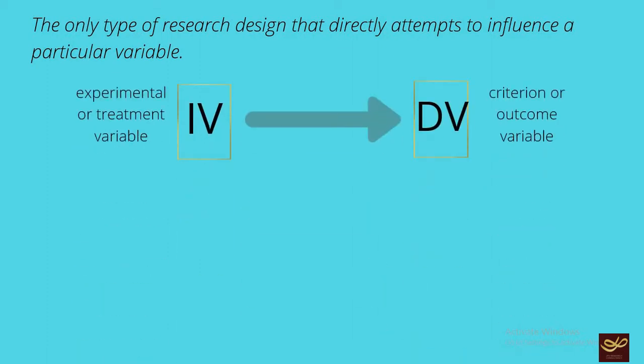study. Now, what are these variables of our study? If you may recall, we have our independent variable and our dependent variable. In the context of experimental research design, our independent variable is also referred to as experimental variable or treatment variable, while our dependent variable is referred to as our criterion or outcome variable.